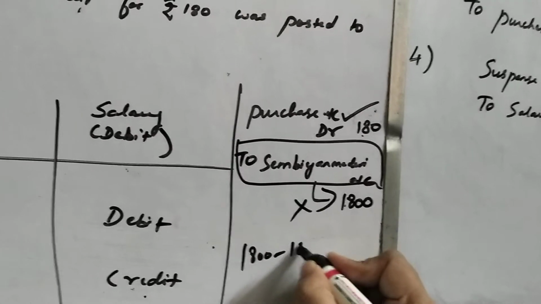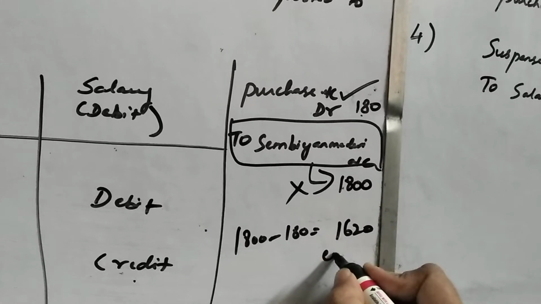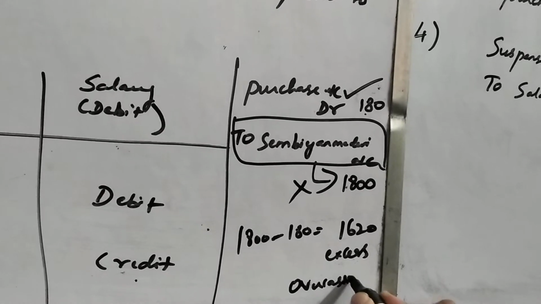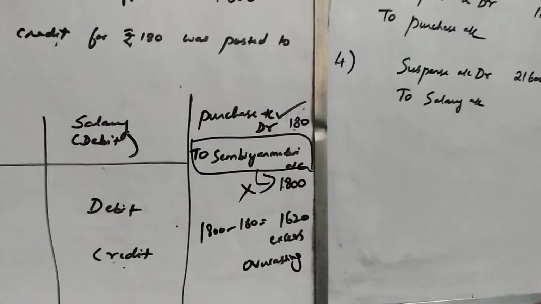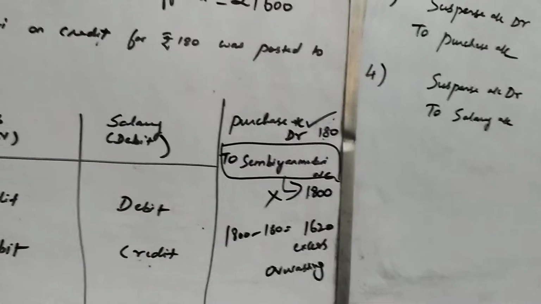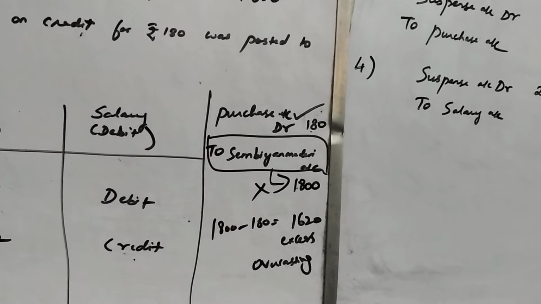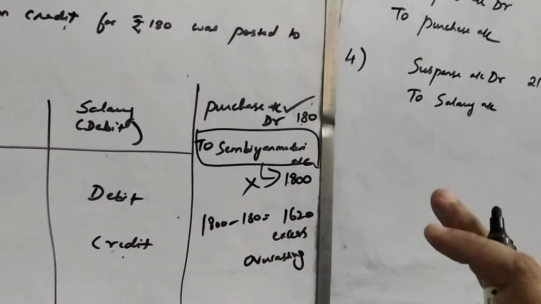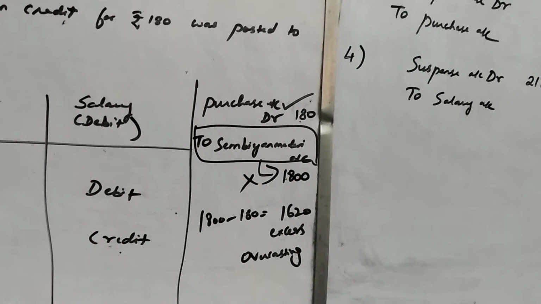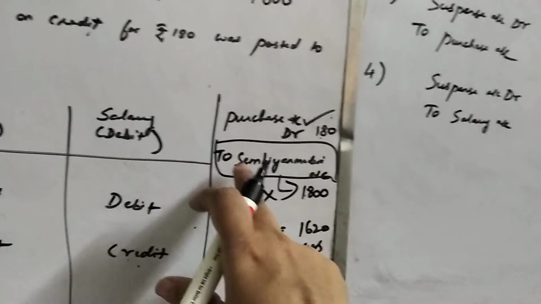1,800 minus 180, you will be having 1,620 excess amount. Excess means overcasting. Right. So there is no problem with purchase account. That's why we are not going to bring purchase account. It is already correct. They have recorded 180 correctly in the purchase account. There is no problem there. Only in Sembi and Madevi's account, instead of 180, they have wrongly recorded as 1,800. There is an excess of 1,620.